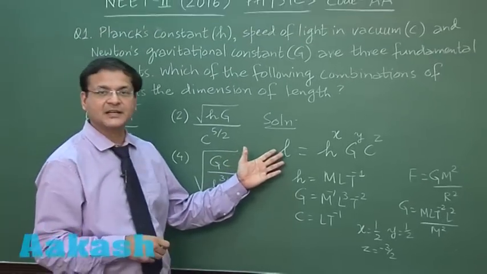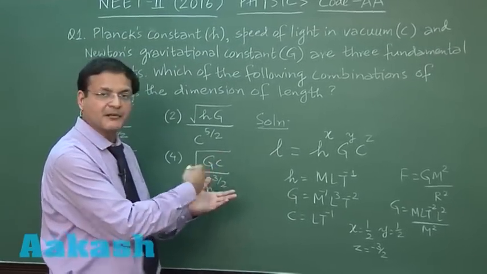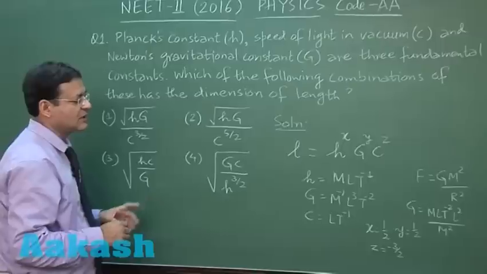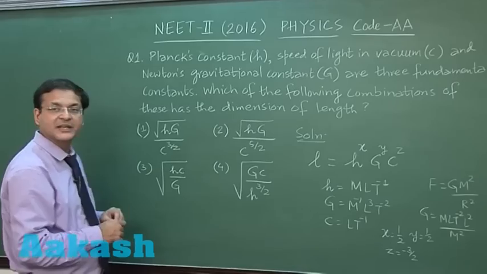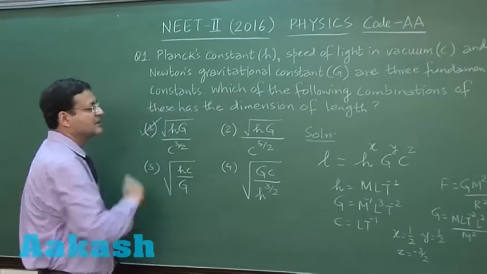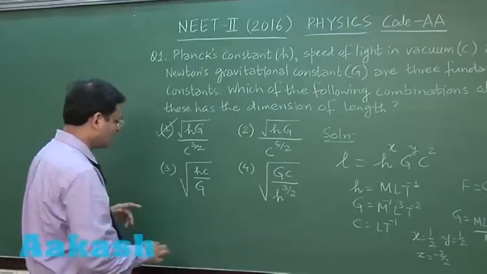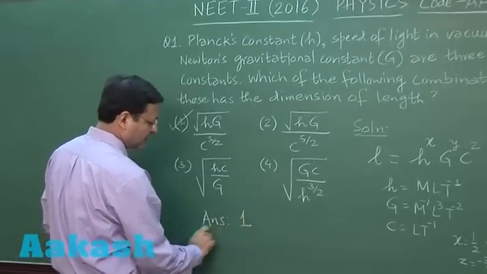You are balancing the dimensional formula, that means the power of M, the power of L and the power of T. If you balance this, then you will get the most appropriate expression, under root hG upon c raised to the power 3 by 2. So this will be the answer we will be marking for question 1. So the correct answer is 1, and we are writing answer 1 for this question 1.